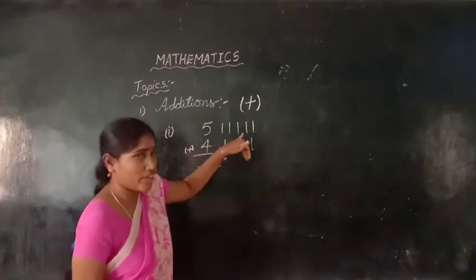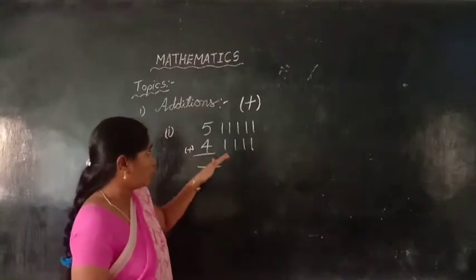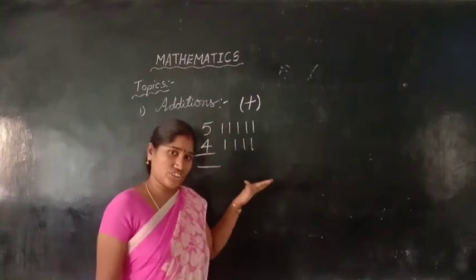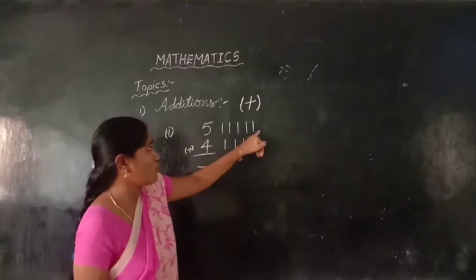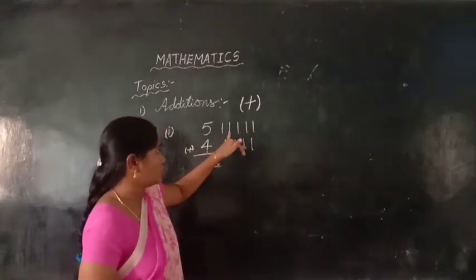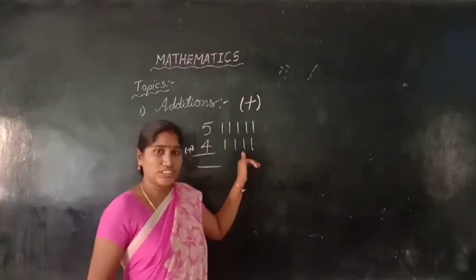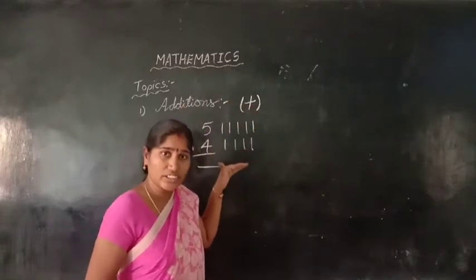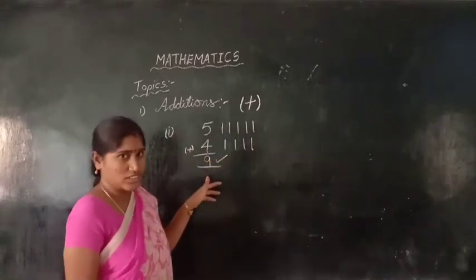Now we have finished taking the dots. First we took 5 dots. Second time we took 4 dots. Now we add them all. How many dots are here? Shall we count, children? 1, 2, 3, 4, 5. Don't stop here. Let's continue. 1, 2, 3, 4, 5, 6, 7, 8, 9. So, how many is the total dots here? 9. Very good. This is the answer.